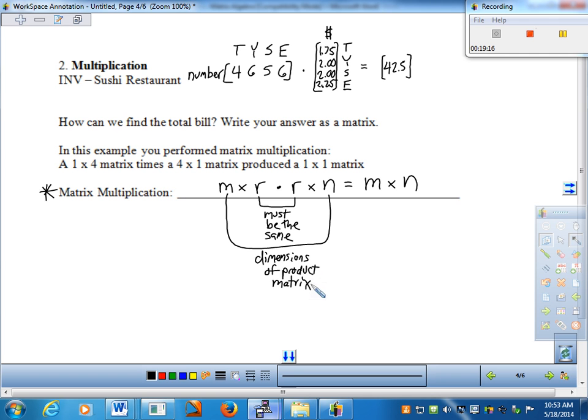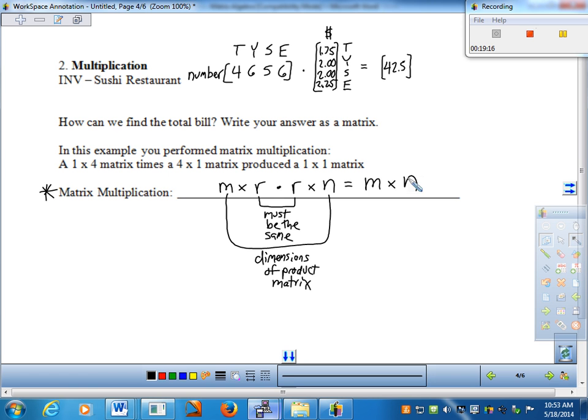Awesome. Let's go back to the sushi problem for just a second. We did a 1 by 4 times a 4 by 1. The 4s had to be the same. And look at the outside numbers. Do you see it's a 1 and a 1? And that's exactly what just intuitively happened when we calculated. We get a 1 by 1. So notice right here, M by N. That's what you get as your answer.